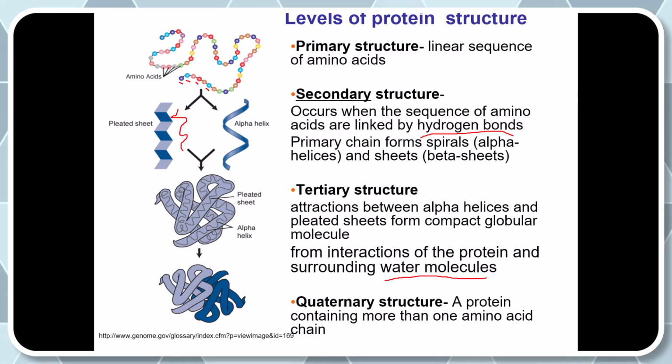And then with quaternary structure, this is when you have more than one amino acid chain. So in this picture, you can see the light blue chain and the dark blue chain are interacting with each other and hydrogen bonding with each other. It's really common for proteins to have multiple amino acid chains. For example, hemoglobin in your red blood cells is made up of 4 chains of amino acids.